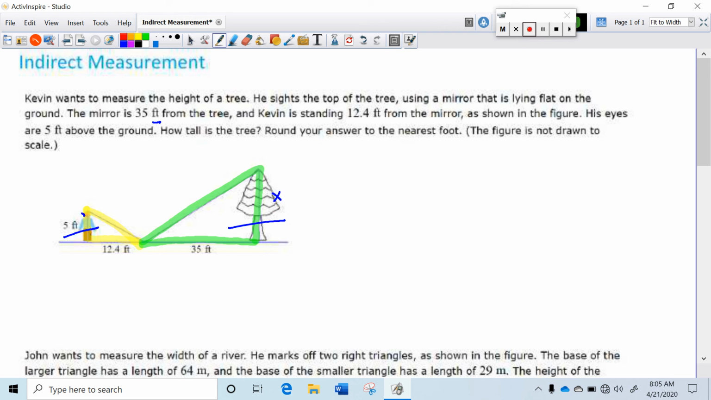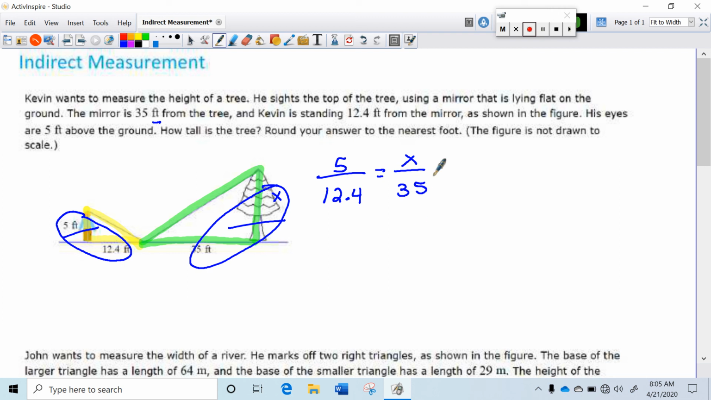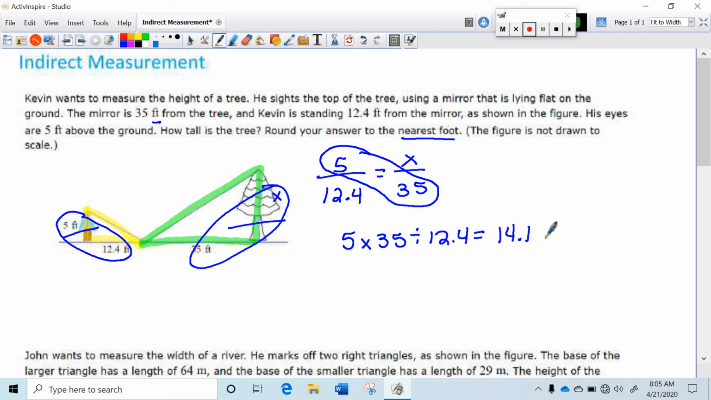So once you do that, look, you have a fraction here is 5 over 12.4, and the fraction over here is x over 35. Okay, so you're going to take the numbers that are diagonally across from each other and you're going to multiply those, and then you're going to divide by the number that's not circled. So when you do that, you get 14.1, but it said round to the nearest foot, so I'm going to call that 14 feet. And that's how you do that.